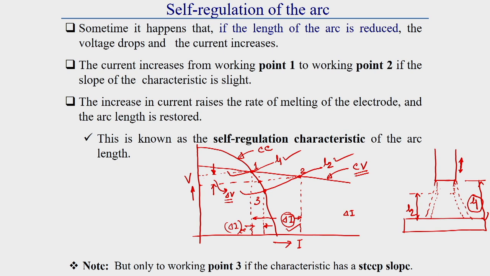Due to this more melting of filler material, the arc length regains its original length. As the melting rate is automatically increasing by changing the current to a higher level, that's why this constant voltage characteristics power source is called self regulation characteristics of arc.